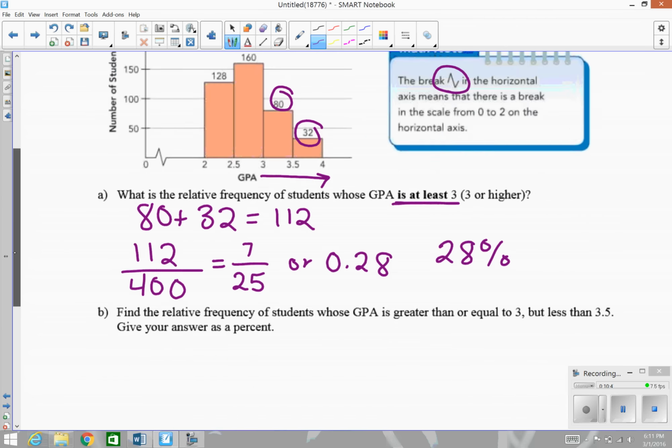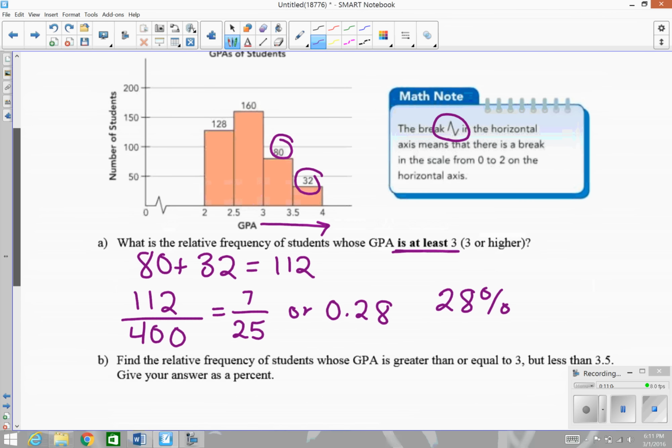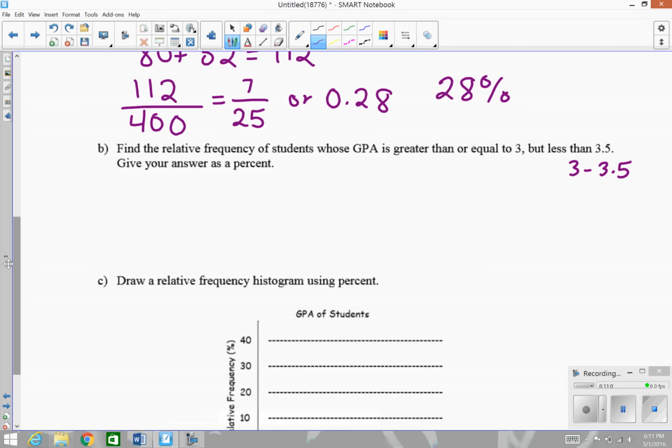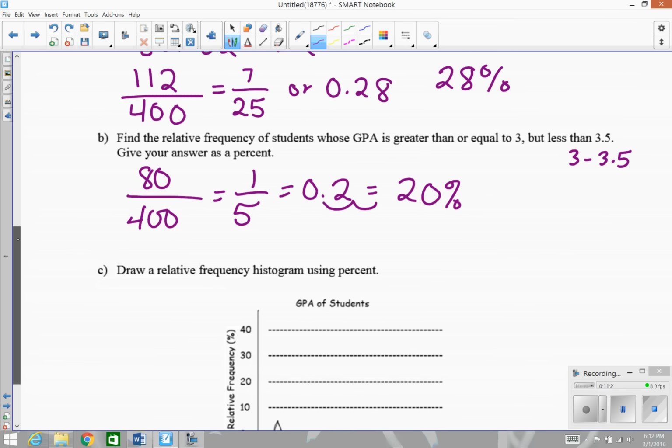Okay, part B says, find the relative frequency of students whose GPA is greater than or equal to 3 but less than 5. So we're in that 3 to 3.5 range, and we want to give your answer as a percent. So if I look at that range, we're looking right here. We have 80 over 400 equals 1/5, which equals 0.2, which equals 20% when we swoop that decimal over. So that was our range from 3 to 3.5.